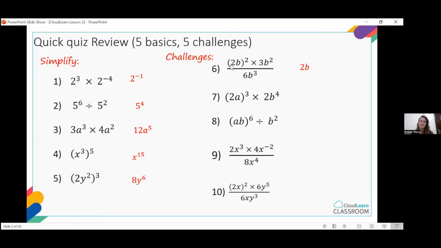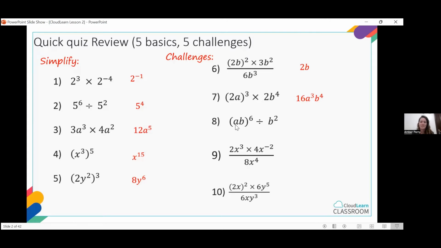Okay, so it's 2b squared, which is going to be 4b squared there, times that by 3b squared, so that's going to be 12b to the power of 4, and then divide by 6b cubed. Question 7, then we had to do the law of brackets and the law of addition or multiplication there. So that's going to be 8a cubed times that by 2b to the power of 4. Notice here that the a and the b, they cannot be joined up in any way, so they have to be dealt with separately. So we've got 16a cubed times b to the power of 4 there.